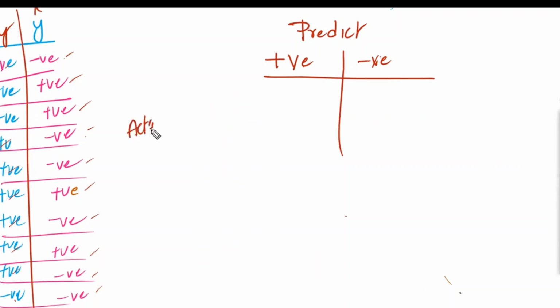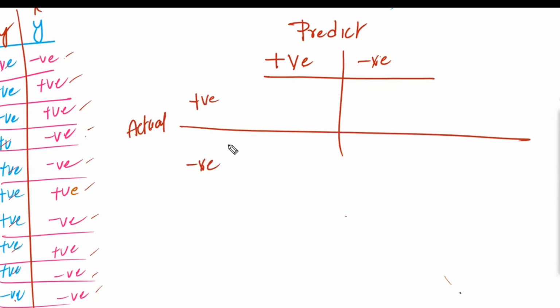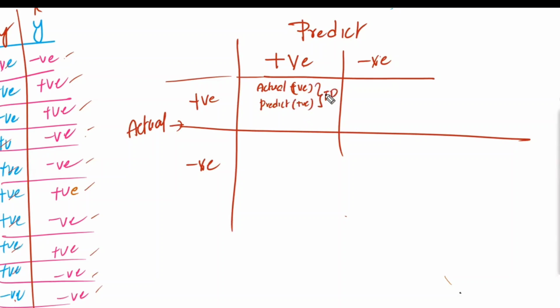I am writing actual positive and actual negative. Now, tell me this cell, what is the actual one? Actual, this side you have to see, which is positive. Predicted one? Predicted also positive. Now, what is this called? True positive, TP. Why is it called true positive? Because you have predicted the positive one, and you have predicted it correctly. Actual and prediction both are the same, so it is called TP.